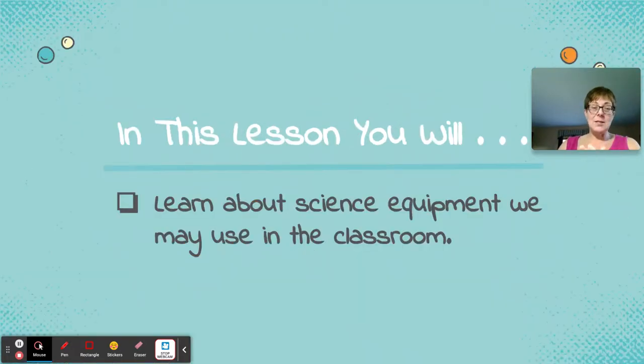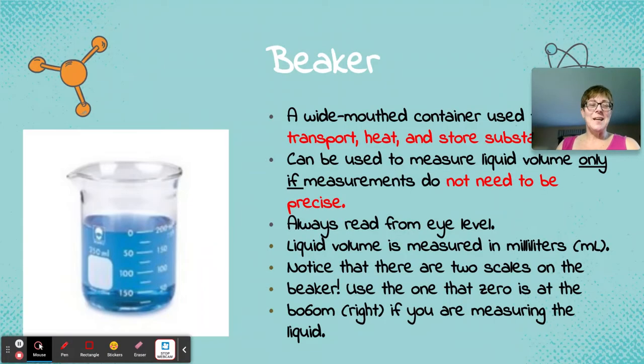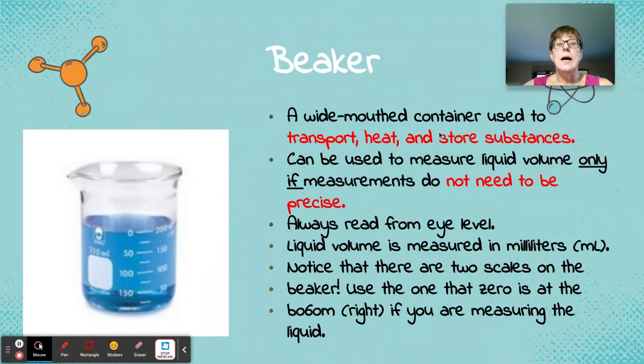All right, so let's talk about this. You're going to learn about the science equipment we may use in class. I think I have everything in our classroom that we're going to talk about, and then some. All right, so you all know that this is a beaker. It's wide mouth. We use it to transport liquids, to heat things, and to store substances.